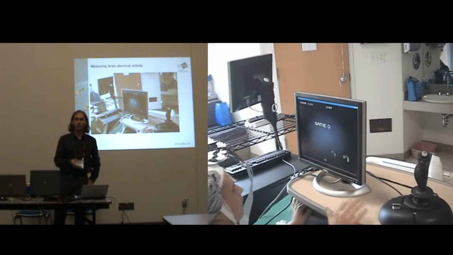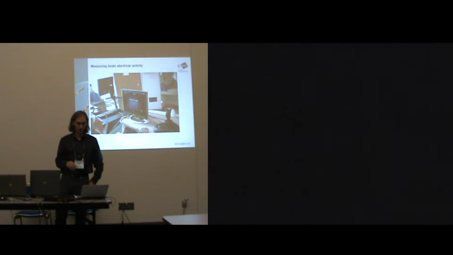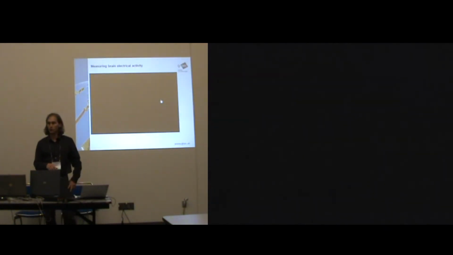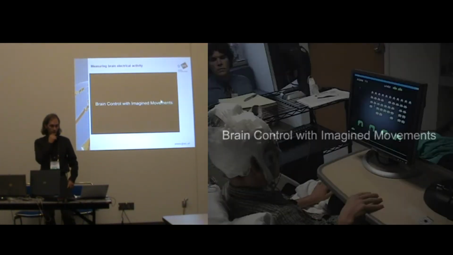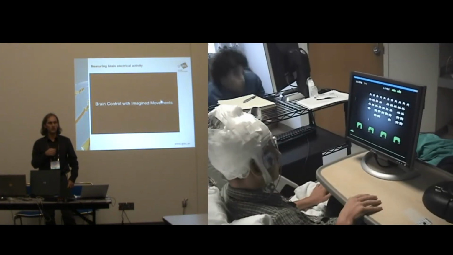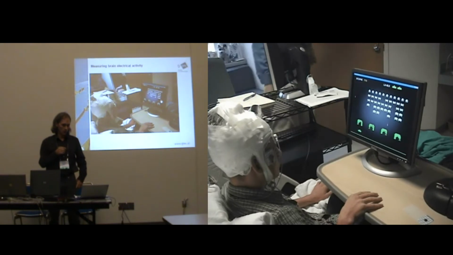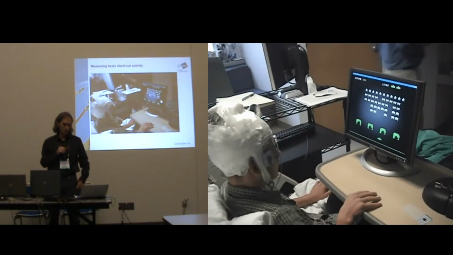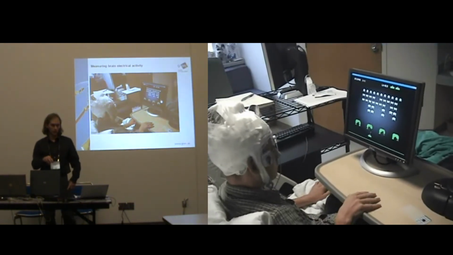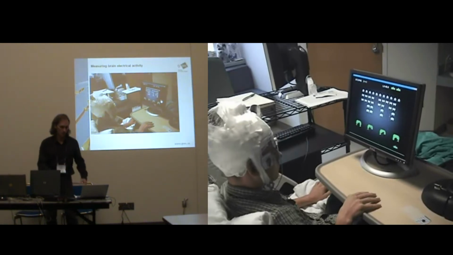And if you have calibrated your BCI system on the real movements, you can also switch to the imagination of movements, which is shown here. And you get basically the same results. So now you see he's still moving the item around, but he's not moving his hand.